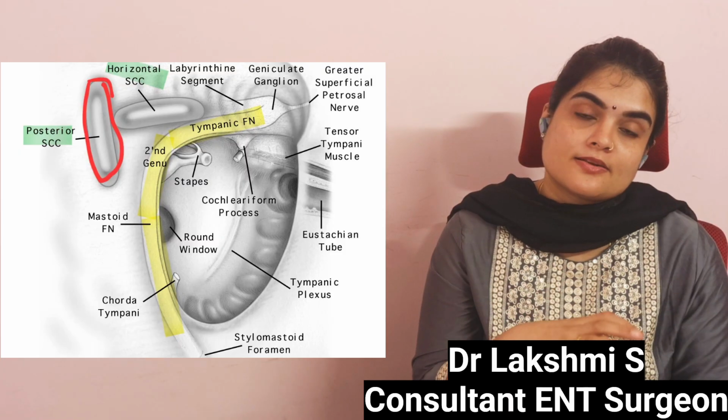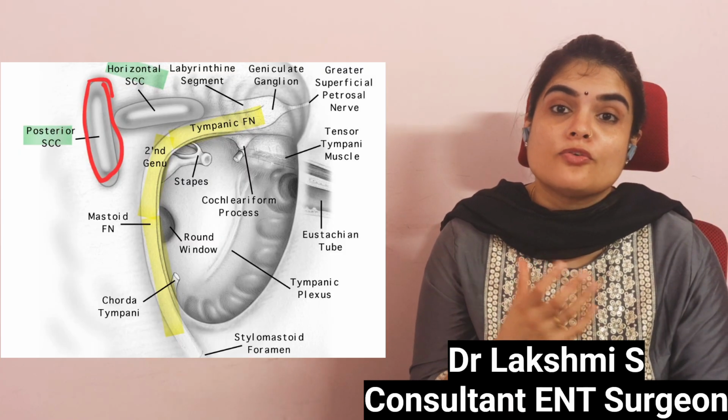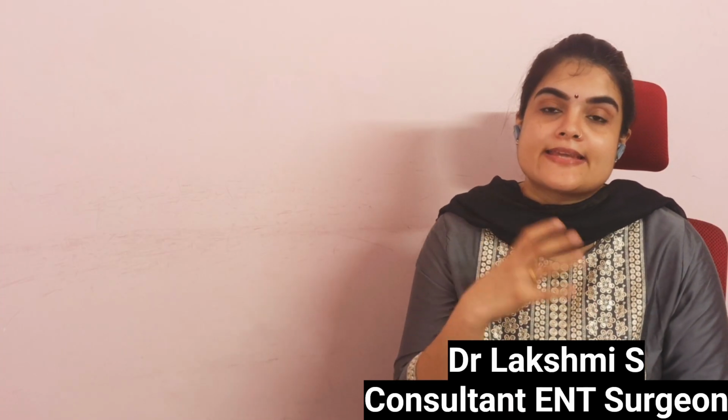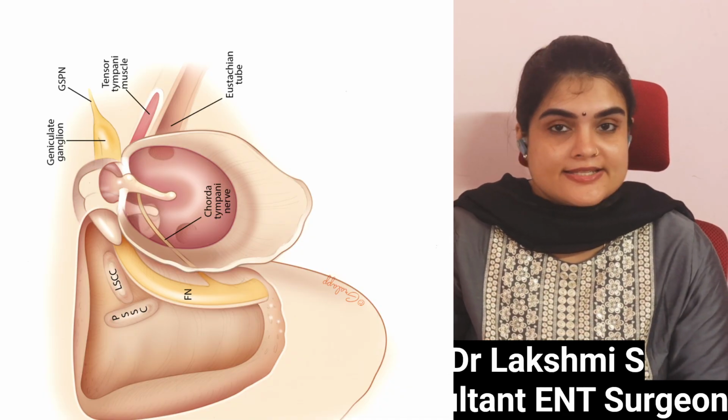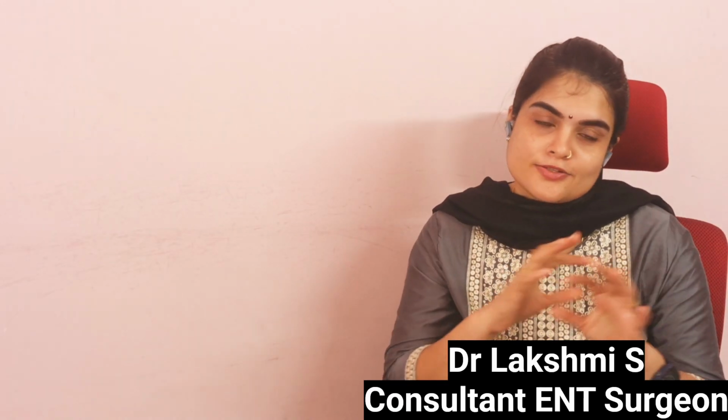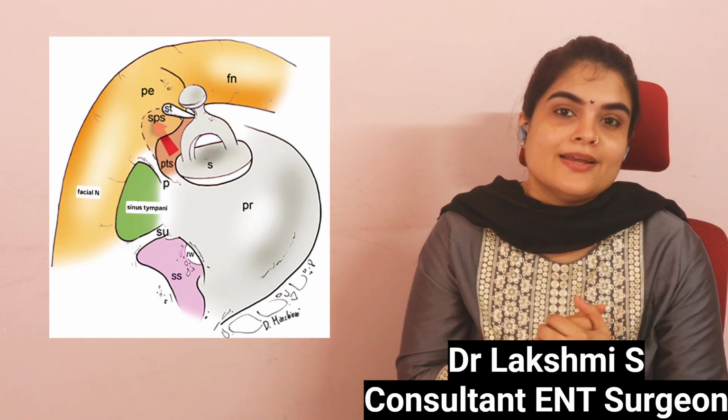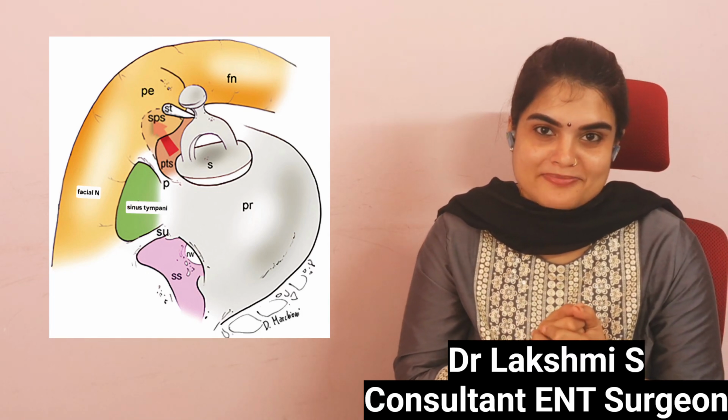The posterior semicircular canal also marks the retrofacial air cells, which can be identified to identify the medial part of the facial canal. And the retrotympanum contains so many sinuses around the facial nerve. You can learn that in endoscopic anatomy of the middle ear.